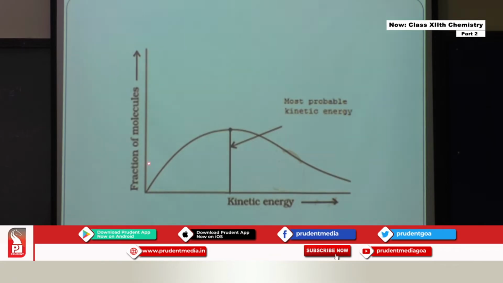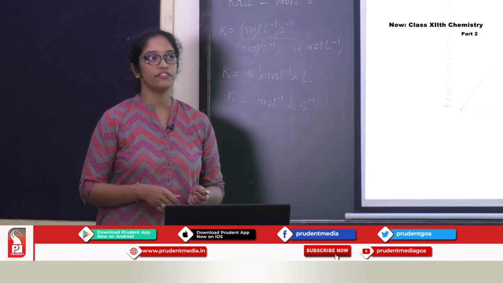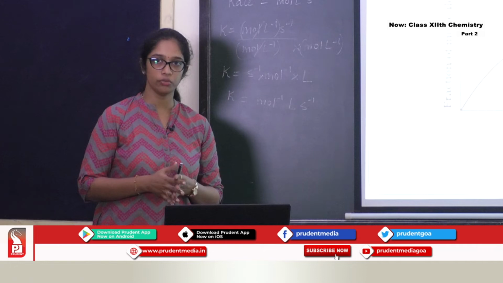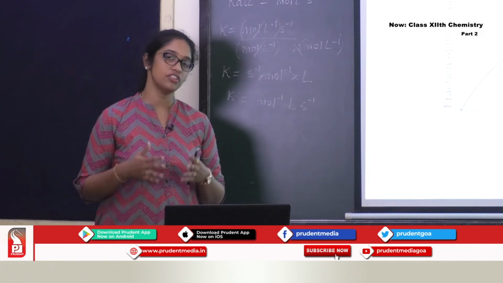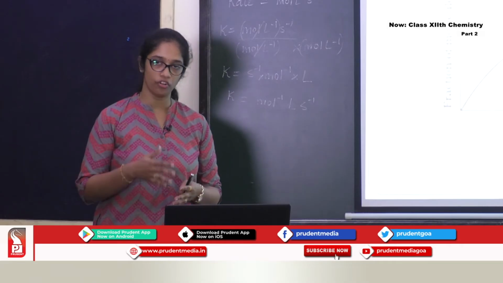Here we have a plot of fraction of molecules versus kinetic energy. The meaning of fraction of molecules would be, suppose you have 2 molecules out of 10 molecules, or 2 molecules out of 100 molecules. The fraction is going to be 0.2 of 2 upon 100.